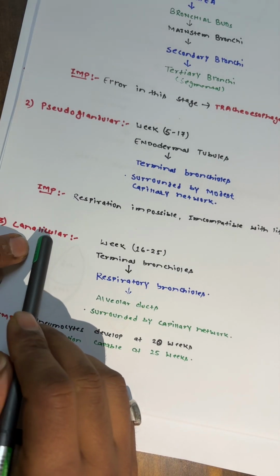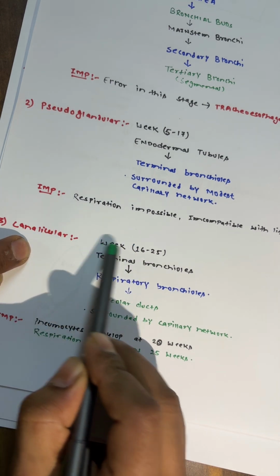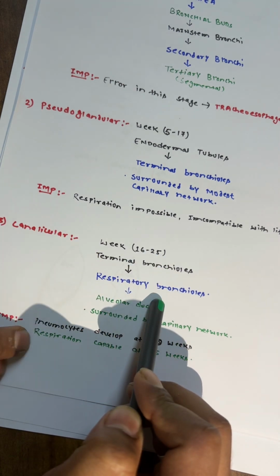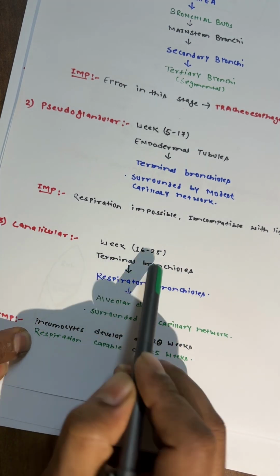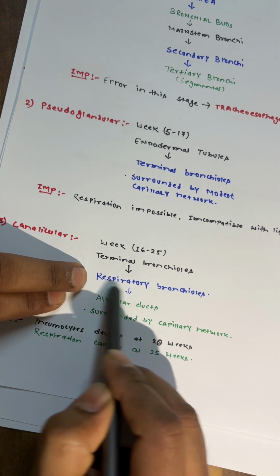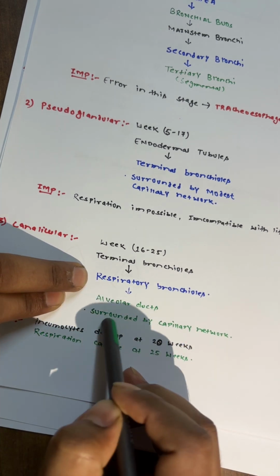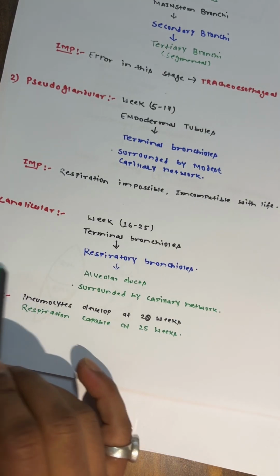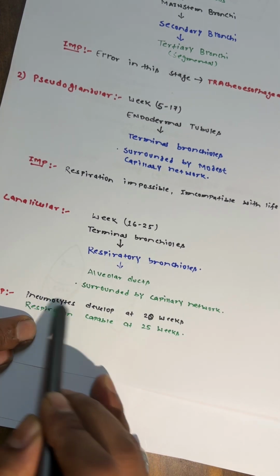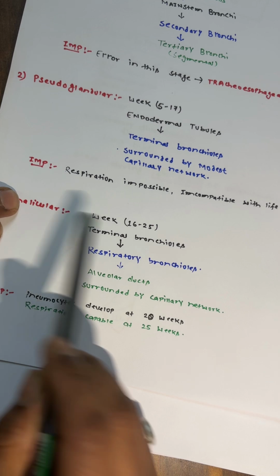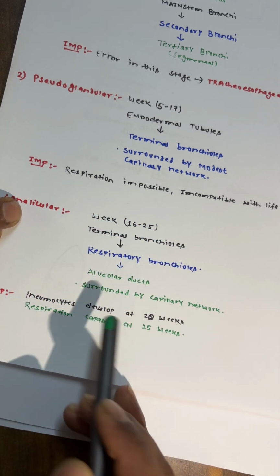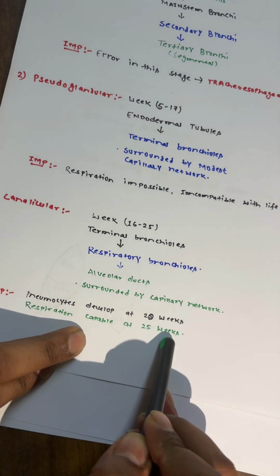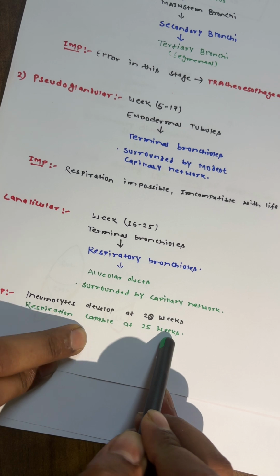Now we'll talk about the third stage, that is the canalicular stage. It starts from 16 weeks to 25 weeks. This stage is the bridge to viability. In this stage, terminal bronchioles divide to form respiratory bronchioles and alveolar ducts, and these ducts are surrounded by a capillary network. From the clinical significance, pneumocytes develop at 20 weeks, because this stage occurs from 16 to 25 weeks. So at 20 weeks pneumocytes develop, and respiration is capable at 25 weeks. That's why we call this a bridge to viability.